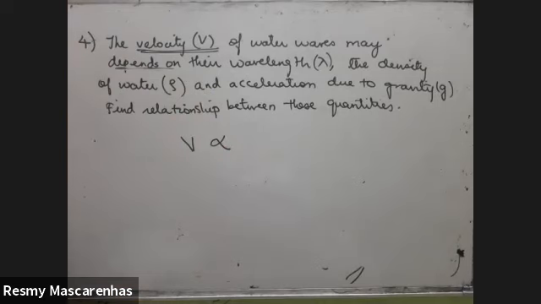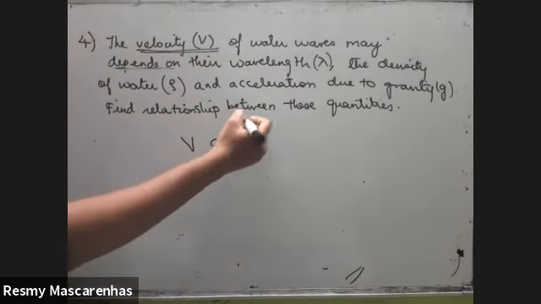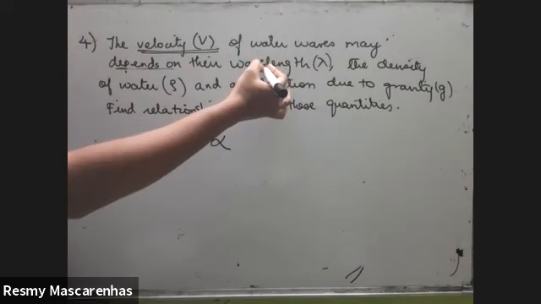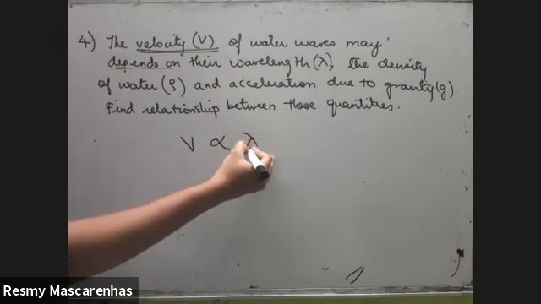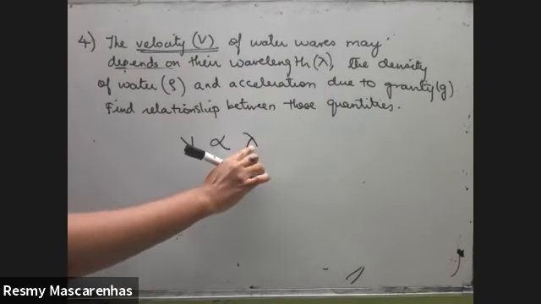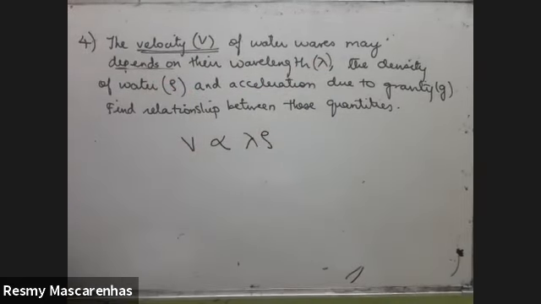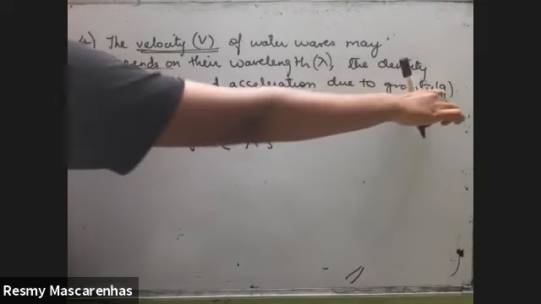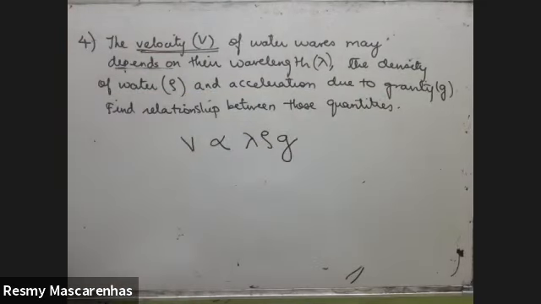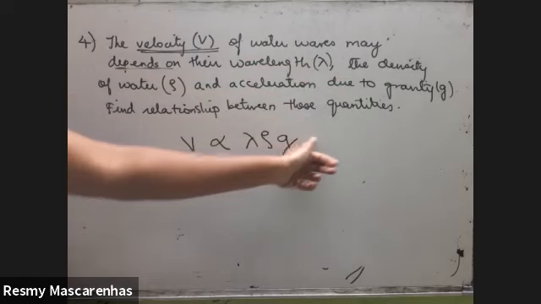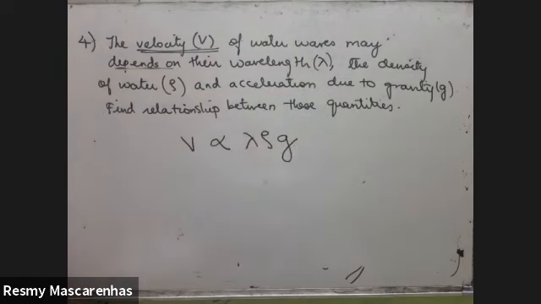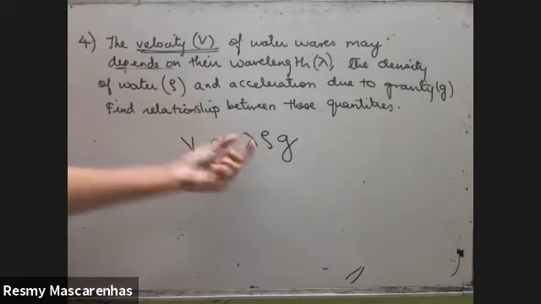Whatever they have given, you have to just write it in terms of multiplications. So based on the wavelength, the symbol is already given to you, lambda. What else is it depending on? Density of water, so the other one will be rho. And the third one that has been given is g. So velocity is dependent on all these three things. If another fourth thing was given to you, one more would come up here. If only two things were given, just two.